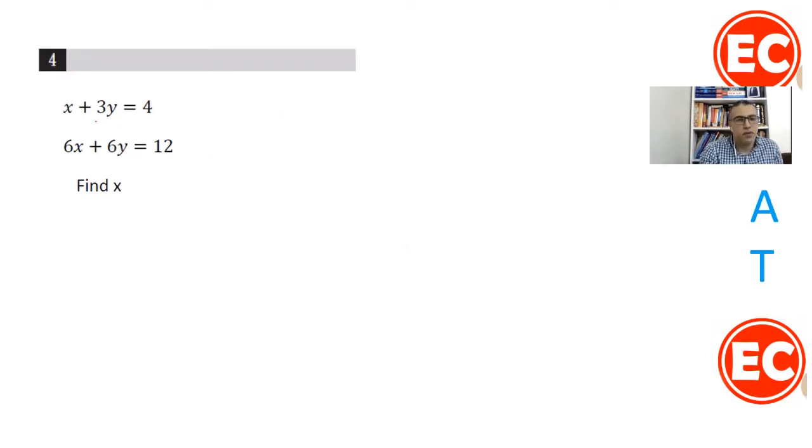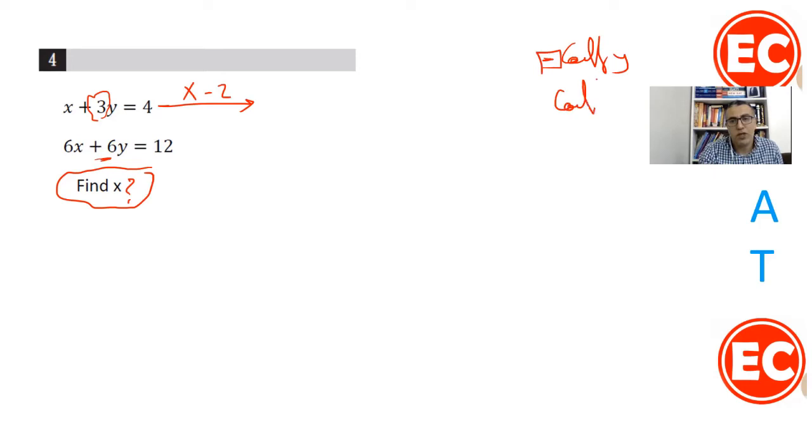Regarding question number 4, x plus 3y is equal to 4 and 6x plus 6y is equal to 12, and he is looking for the value of x. What I'm supposed to do is cancel the value of y. So I am going to multiply this equation only by -2, because 3 multiplied by -2 gives me -6. Your idea is to have a coefficient of y positive in one equation and negative in the other. Negative and positive can be cancelled.